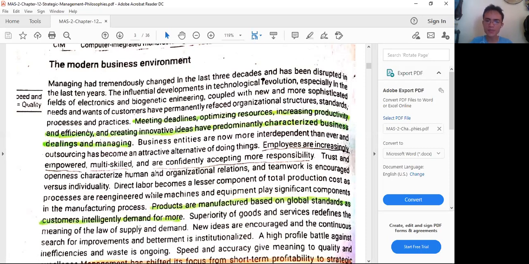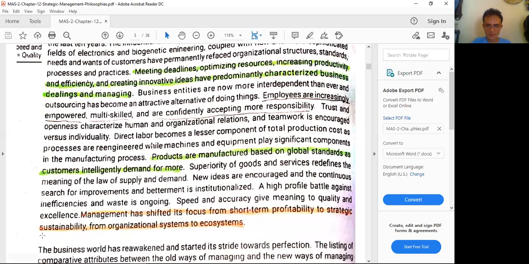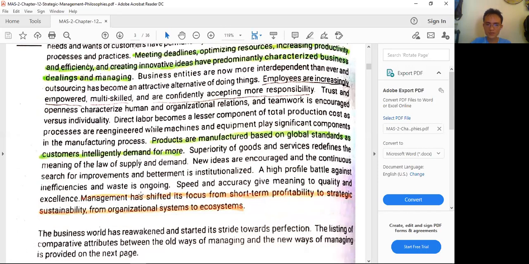So they demand what is to be provided by a company, whether good or service. So that's why there is really a very big change in the business environment landscape. Aside from management focusing on speed and accuracy, there's also a shift from short-term profitability to strategic sustainability. So profitability will just be short-term, but it will build the company's sustainability.